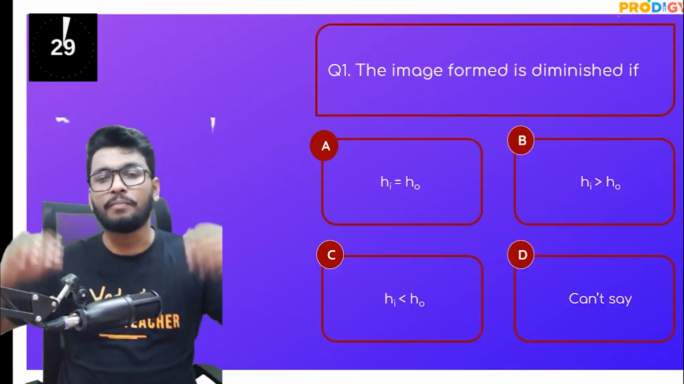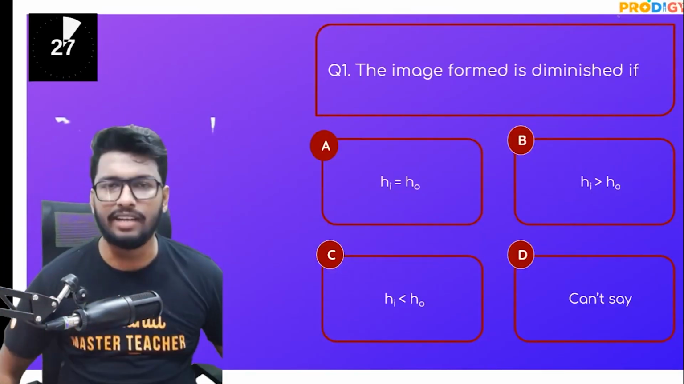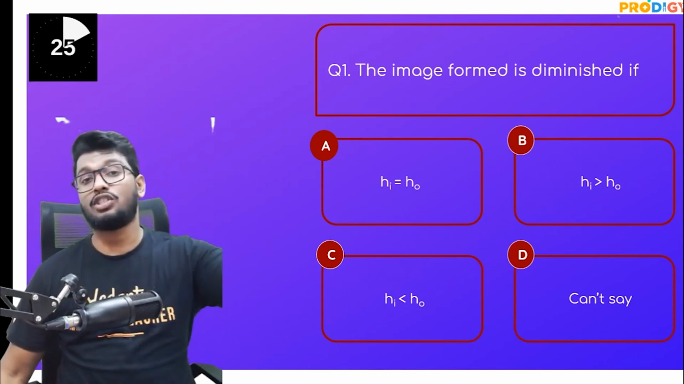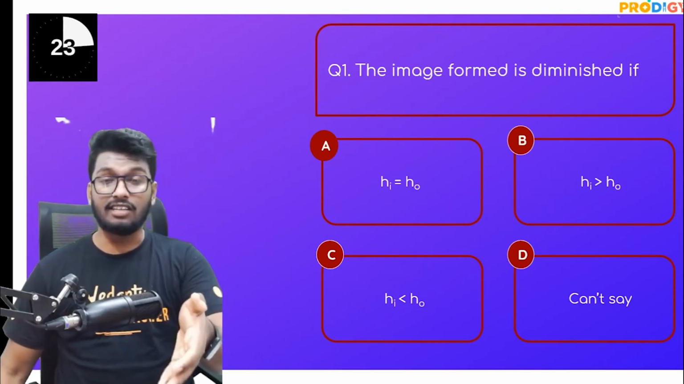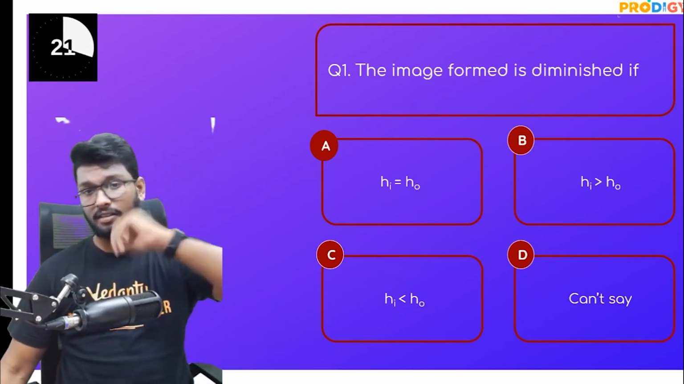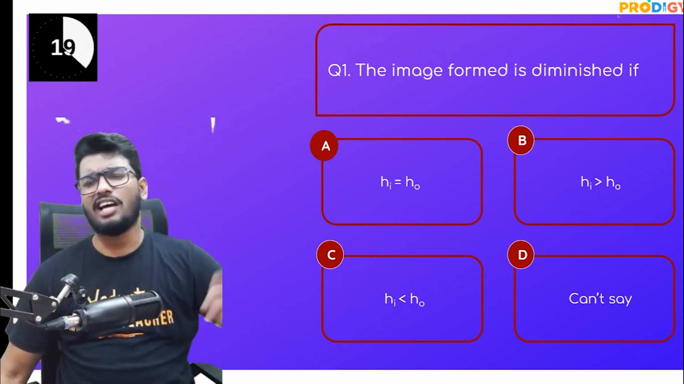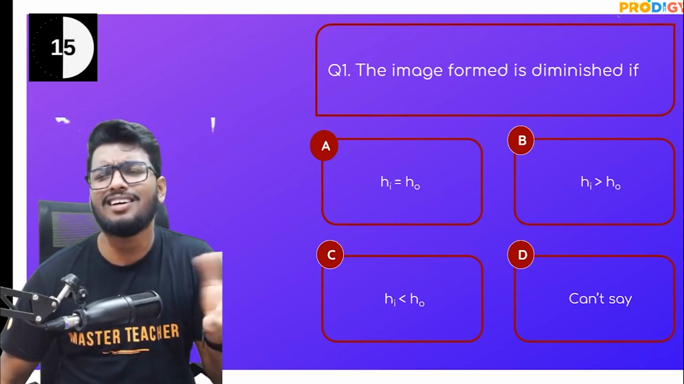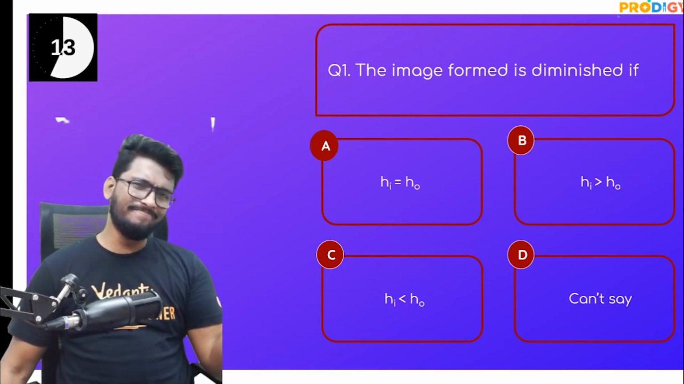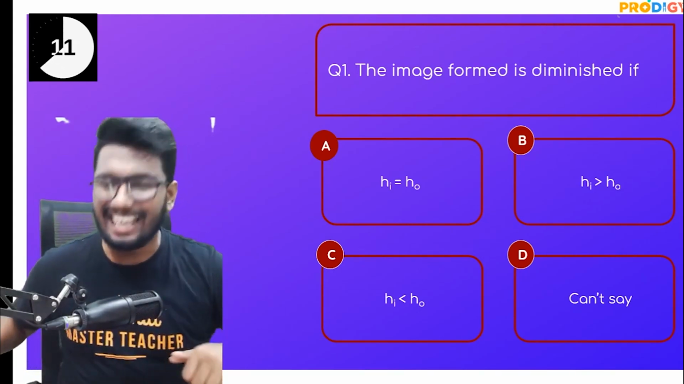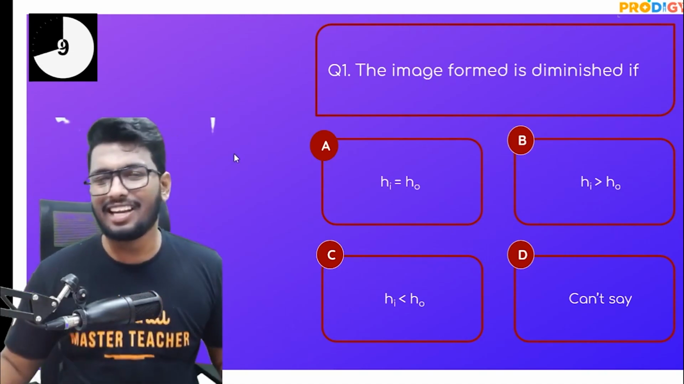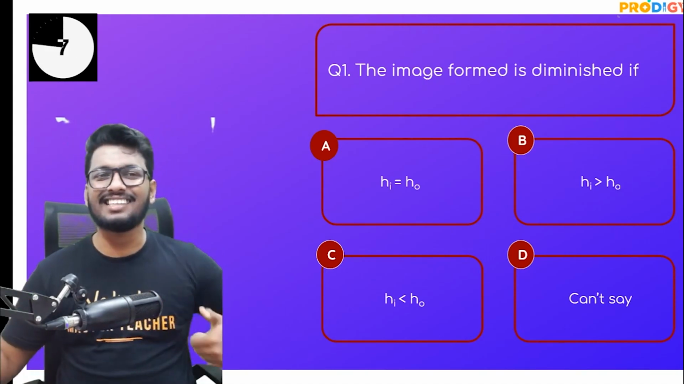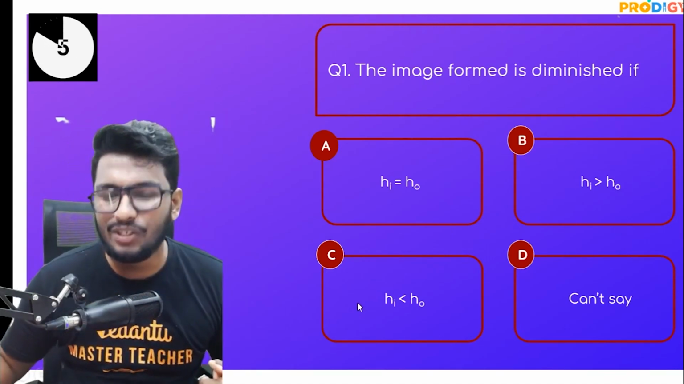So here's the first question. The image formed is diminished if: A, the height of the image is equal to the height of the object; B, the height of the image is greater than the height of the object; C, if HI, that is the height of the image, is less than the height of the object; or D, can't say. When do you call it a diminished image? Super easy question. I'll give you 10 seconds. I'm pretty sure you'll get the answer, but still I'll give you 10 seconds. In 5, 4, 3, 2, 1.